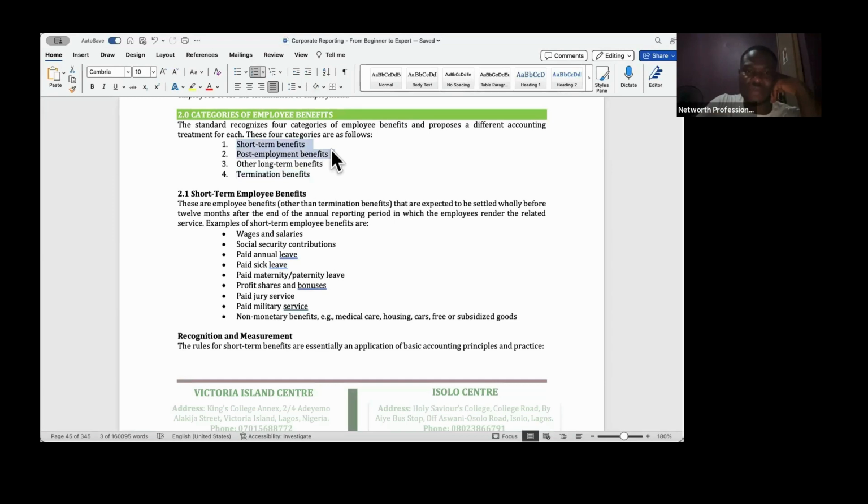For the purpose of your syllabus for this topic, and from experience, we are going to focus on short-term benefits and post-employment benefits. The much I can tell you about other long-term benefits and termination benefits is what I've mentioned now, which you are going to see later in the notes.